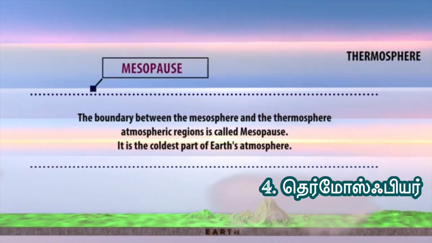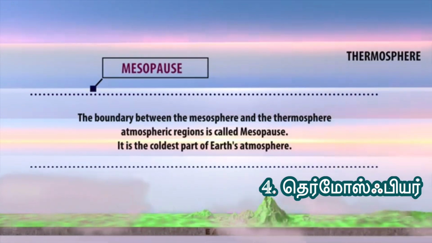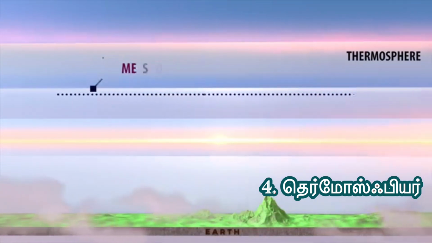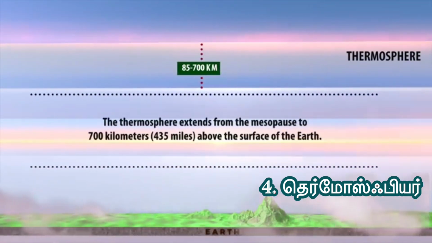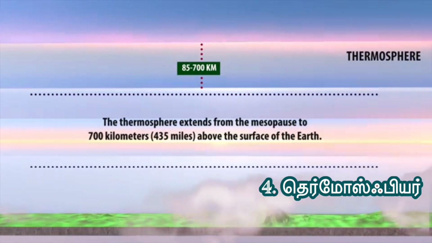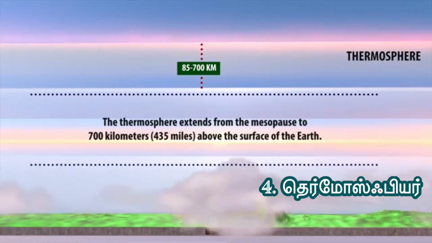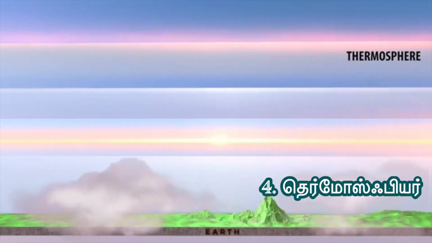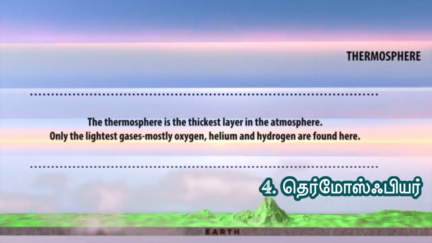And the boundary between the thermosphere and the mesosphere is called the mesopause, as I told you. And this is the fourth atmospheric layer, and it is almost 700 kilometers from the Earth's ocean level, 85 to 700 kilometers, as I told you. And I think this is far from the Earth's ocean level, and this is one of the thickest layers in the atmosphere when you compare to the other layers.